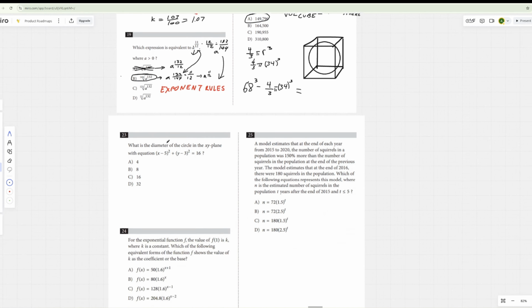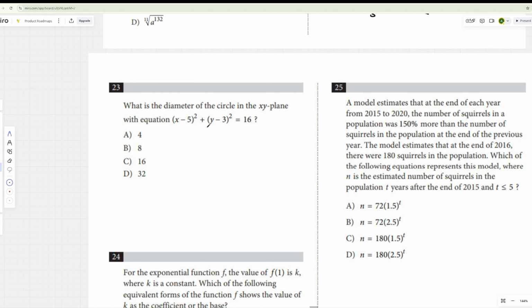Number 23. Here we go. What is the diameter of the circle in the xy plane with equation (x minus 5) squared plus (y minus 3) squared equals 16? Okay. Well, this you just need to know what an equation for a circle is. Equation of a circle.